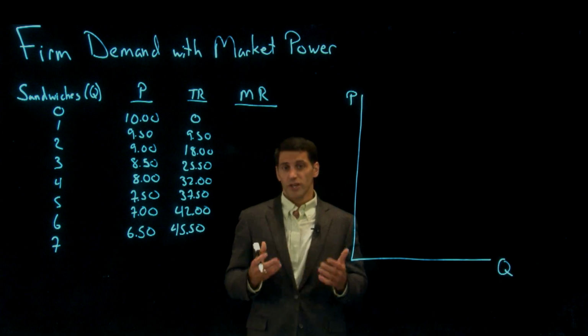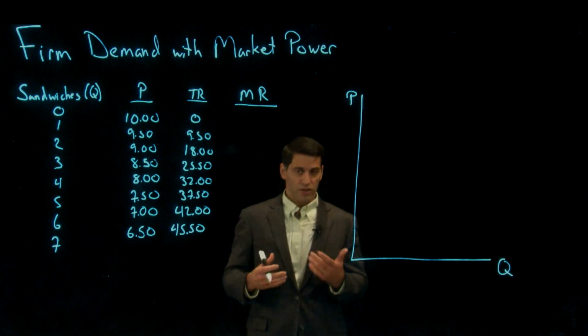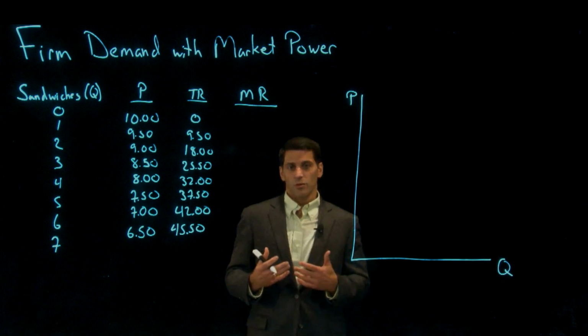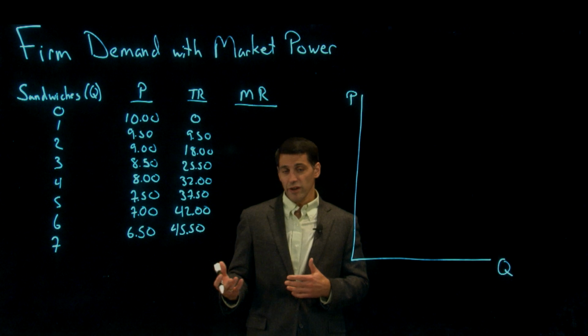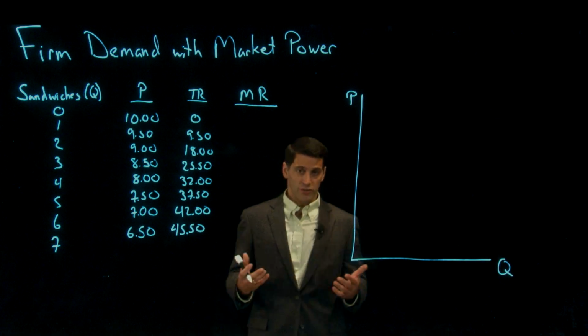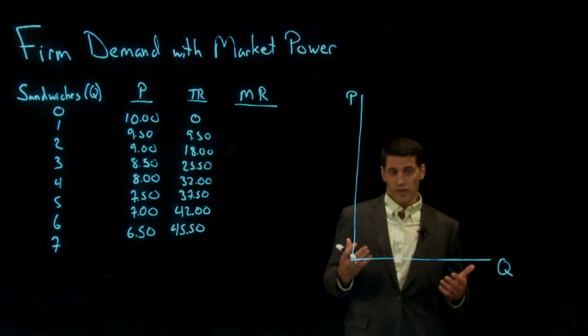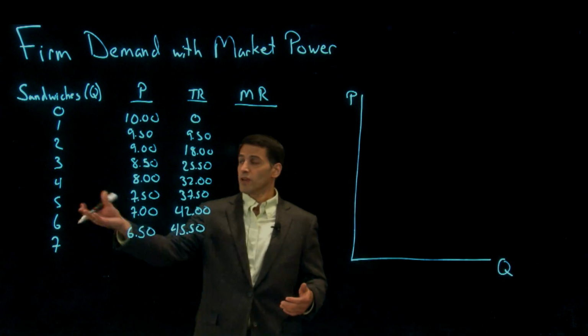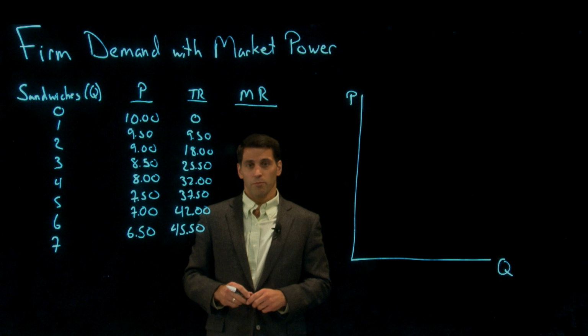It's that heterogeneity in the goods, right? The fact that they have different characteristics means that if one firm charges a slightly higher price, they're not going to lose all of their sales. So the firm's demand curve is going to be a downward sloping line. And that's what we have in this example here.